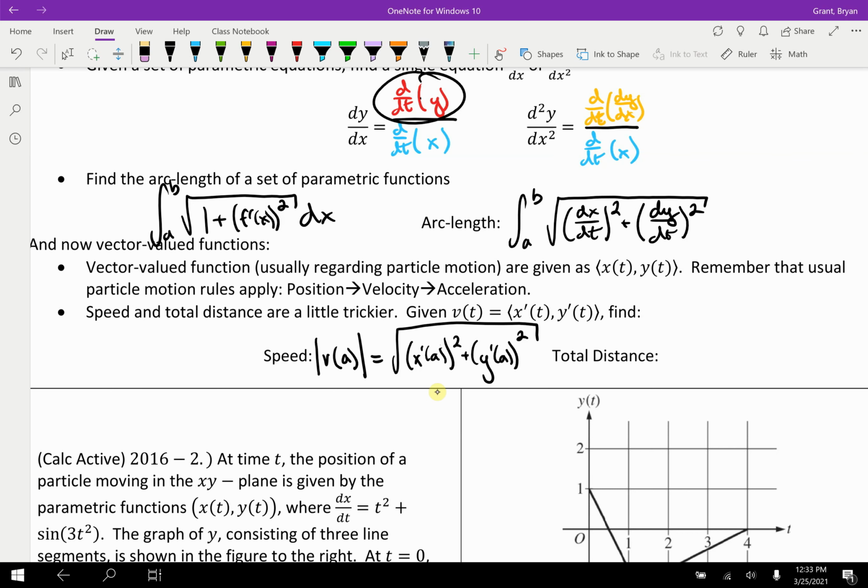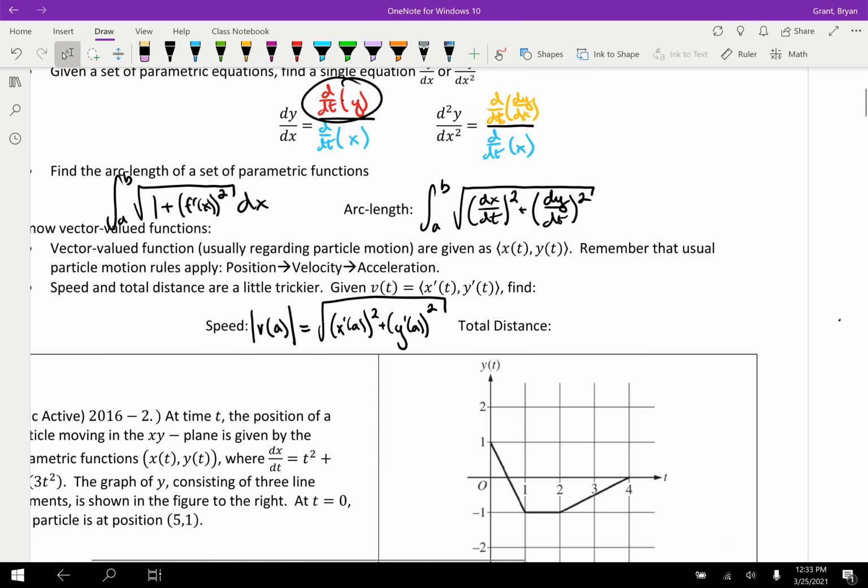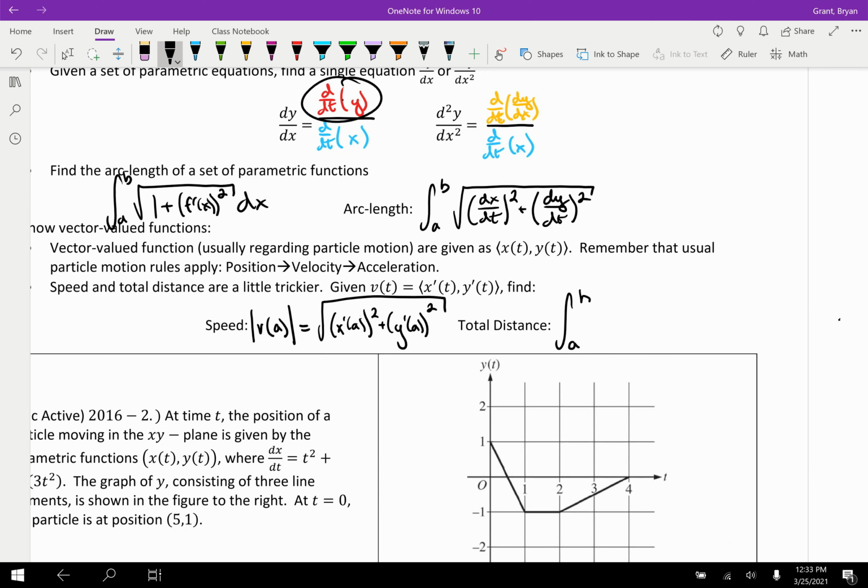Be careful comparing that to total distance. Total distance is just like arc length, and it's going to be the same formula that we had up above. So total distance involves an integral from a to b, and I'll write it the same notation that I did down here. It's going to be the square root of x prime of t squared plus y prime of t squared dt. It is the same formula as arc length from up above. So they're very, very similar.